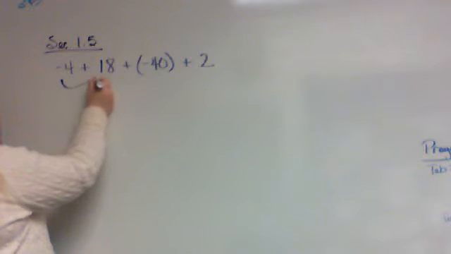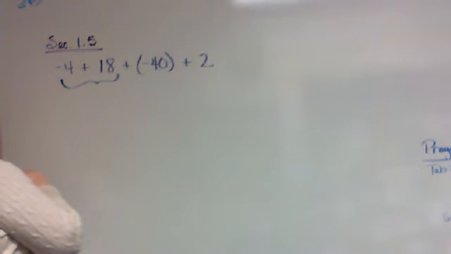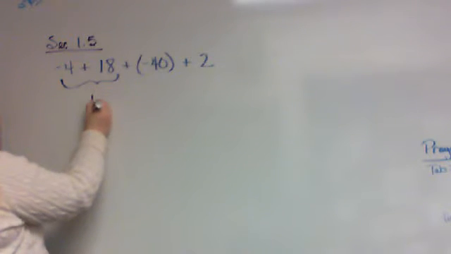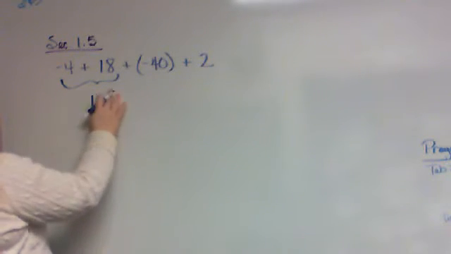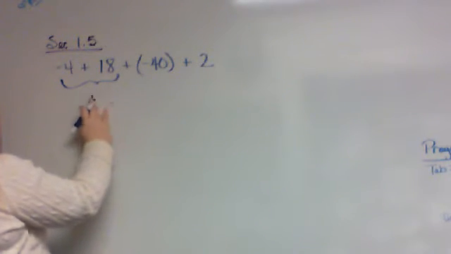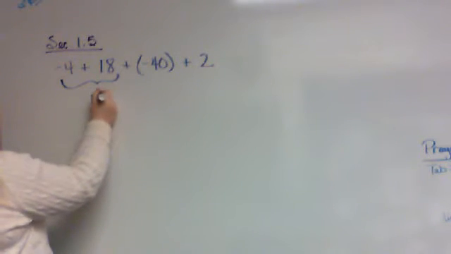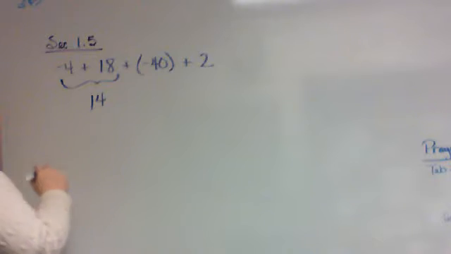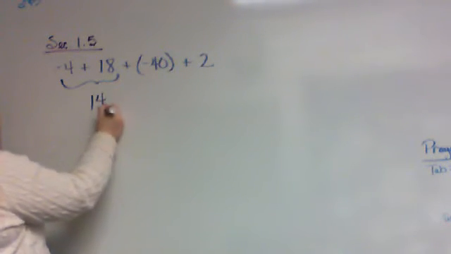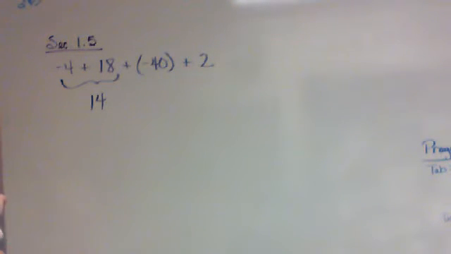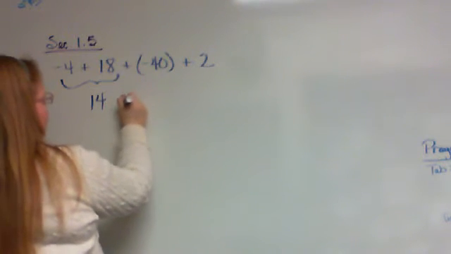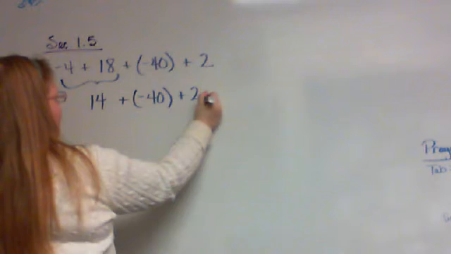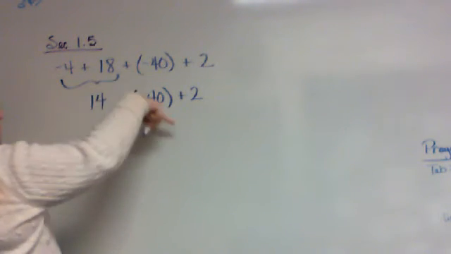So, -4 plus 18, different signs. So we subtract. 4 from 18 gives us, no it doesn't. See, I told you it didn't. Gives us 14. Keep the sign of the larger number. 18 was bigger, so it's going to be a positive 14. Then I can write the rest of the stuff down. What we didn't do just drops right down.